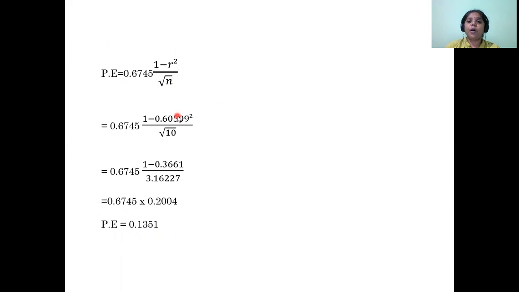Okay, students. So this is the formula for calculating probable error, and this is the problem on the assumed mean method, the correlation coefficient under the assumed mean method. Okay, students, we will continue in the next class. Thank you.